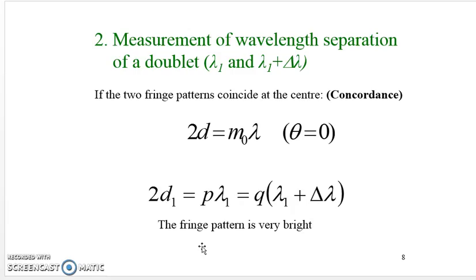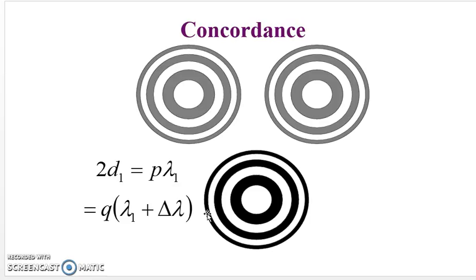The Michelson interferometer can also be used to measure the wavelength separation of a doublet having wavelengths lambda 1 and lambda 1 plus delta lambda. This is the condition for maxima, and this is the condition for minima, for example, when theta is equal to 0. For the first wavelength, 2d1 is equal to p lambda 1, and for the second wavelength, q into (lambda 1 plus delta lambda). When both conditions are satisfied, the fringe pattern is very bright. Therefore, this is called concordance. If the maxima due to the first wavelength and the maxima due to the second wavelength overlap, we will get maxima. Therefore, this is called concordance.